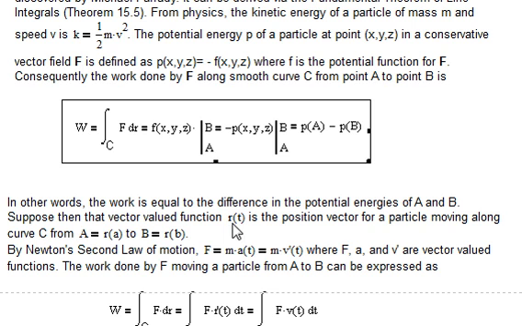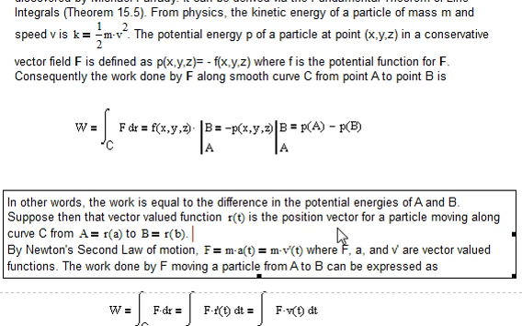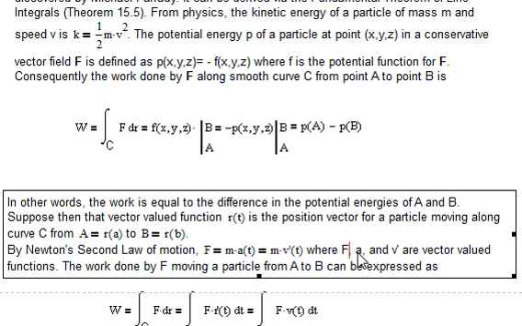And if we suppose then the vector valued function R of t is a position vector for a particle moving along a curve C from point A, which is R of a, to point B, which is R of b, then by Newton's second law of motion, F equals mass times acceleration, which is mass times the derivative of the velocity, which you knew from Calc 1, where F, A, and V prime are vector valued functions. So we got an acceleration vector, a velocity vector. Actually, A and V prime are the same. And F is a vector field.